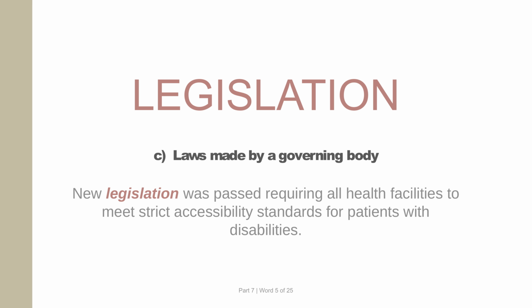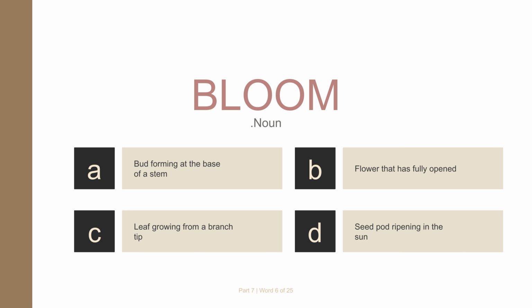Question 6. What is the meaning of bloom? Option A. Bud forming at the base of a stem. Option B. Flower that has fully opened. Option C. Leaf growing from a branch tip. Option D. Seed pod ripening in the sun.